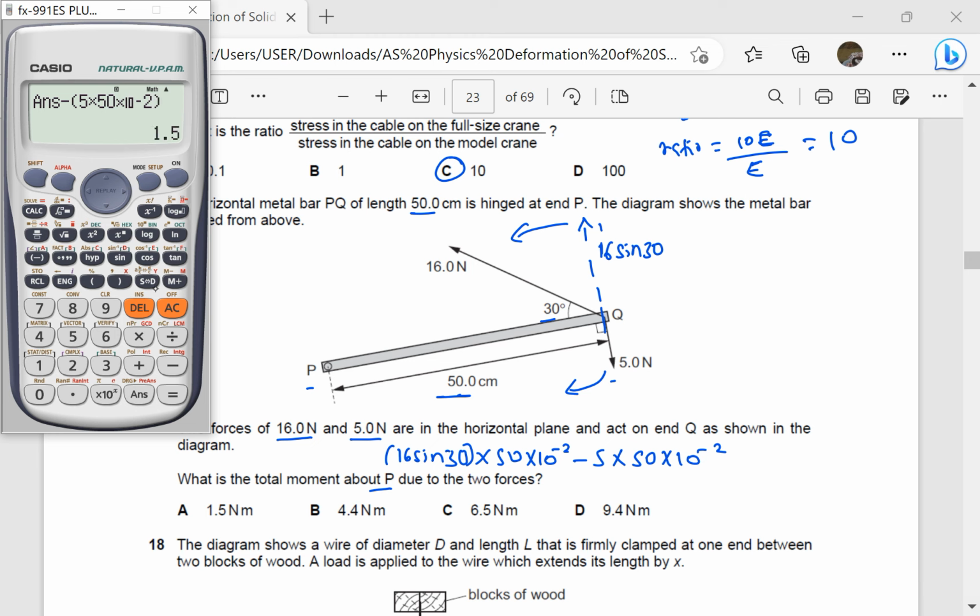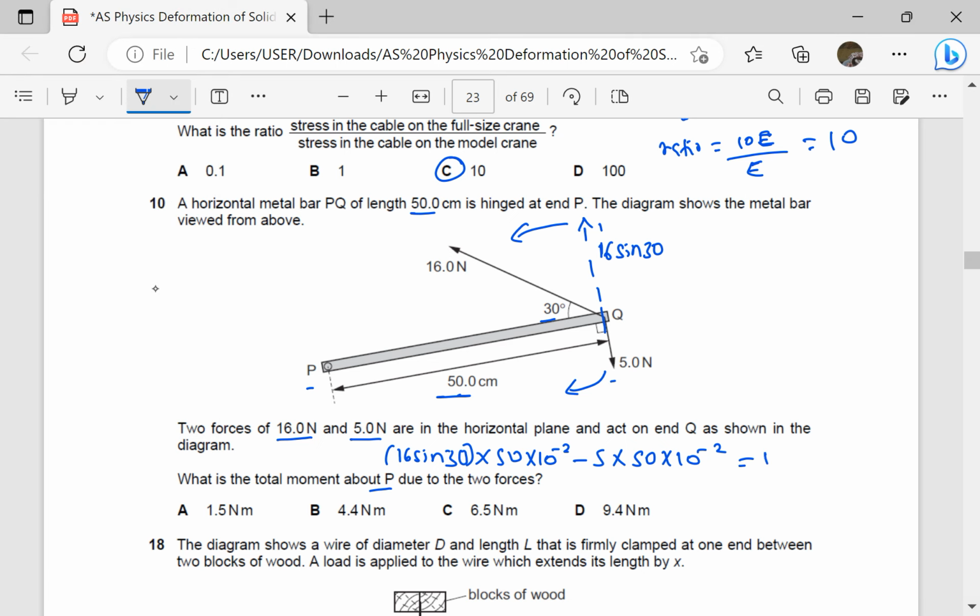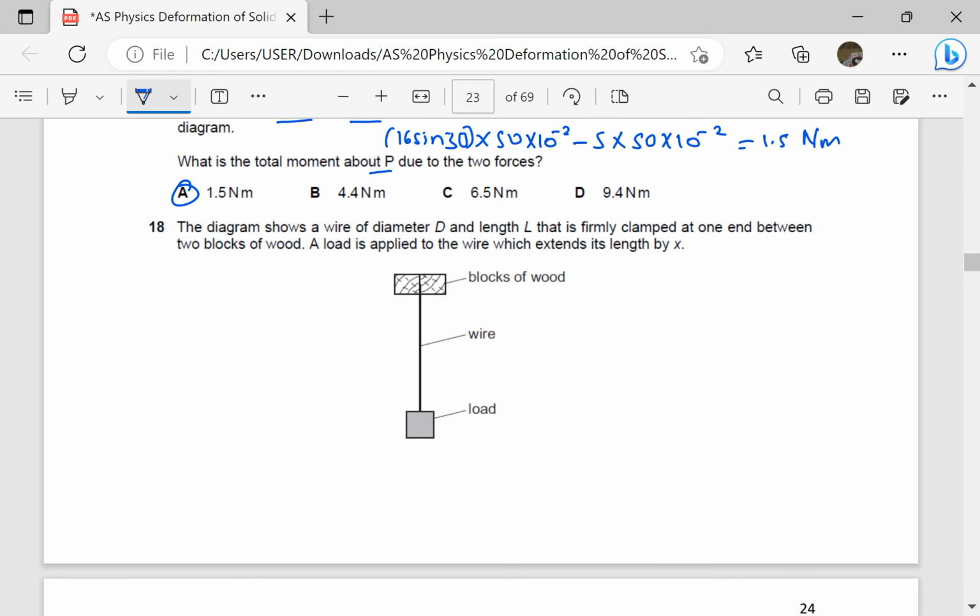This is giving me a 1.5, so our answer is going to be A. So this is equal to 1.5 Newton meters, making the answer A. The diagram shows a wire of diameter D and length L that is firmly clamped at one end between two blocks of wood. A load is applied to the wire which extends its length by X.